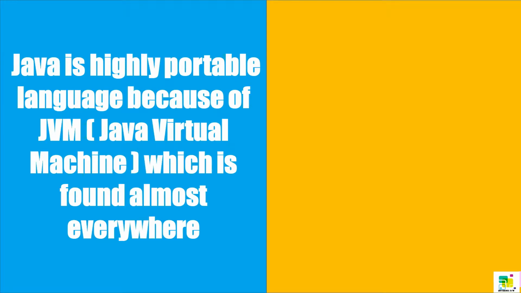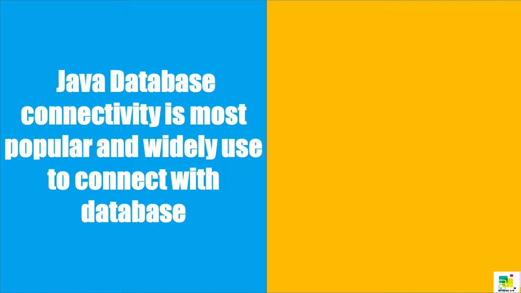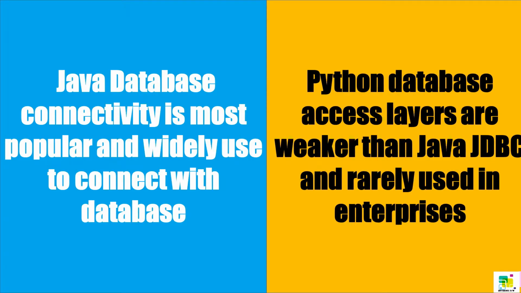Java is a highly portable language because of the JVM, Java Virtual Machine, which is found almost everywhere. And Python is also portable but less so as compared to Java. Java Database Connectivity is the most popular and widely used way to connect with a database. Python database access layers are weaker than Java Database Connectivity and rarely used in enterprises.